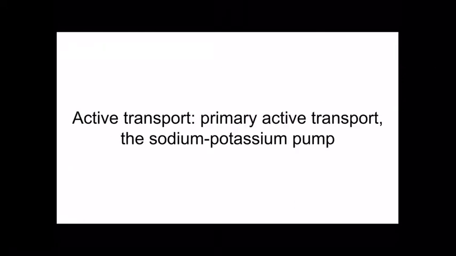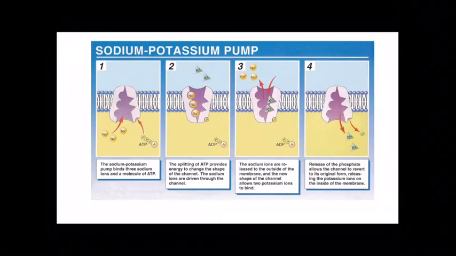Okay, so let's look at these active processes. The first category is called active transport, and the first one we're looking at is called primary active transport. Primary active transport is a specific thing called the sodium-potassium pump. We actually saw it in an earlier slide. It is a highly specialized carrier protein that uses ATP to run it, and it pumps sodium outside the cell and potassium inside the cell.